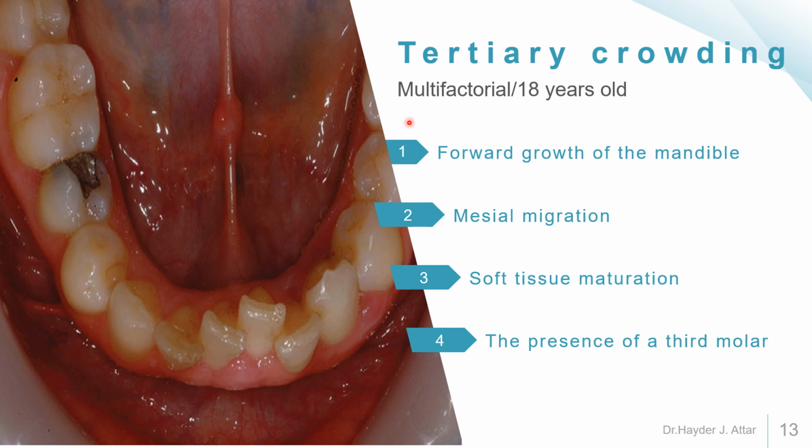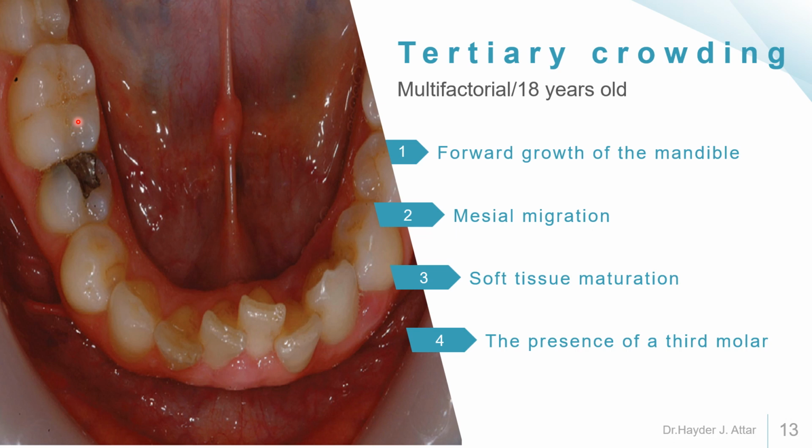The other factor that causes the tertiary crowding is the mesial migration of the mandibular posterior teeth anteriorly or mesially, due to the pressure of the transseptal fibers of the posterior teeth, which causes an anterior component of force of occlusion that pushes the anterior teeth and causes crowding. The third factor is the soft tissue maturation of the tongue and lip, which causes pressure or changes the force on the labial segment or the incisors, causing late incisor crowding.